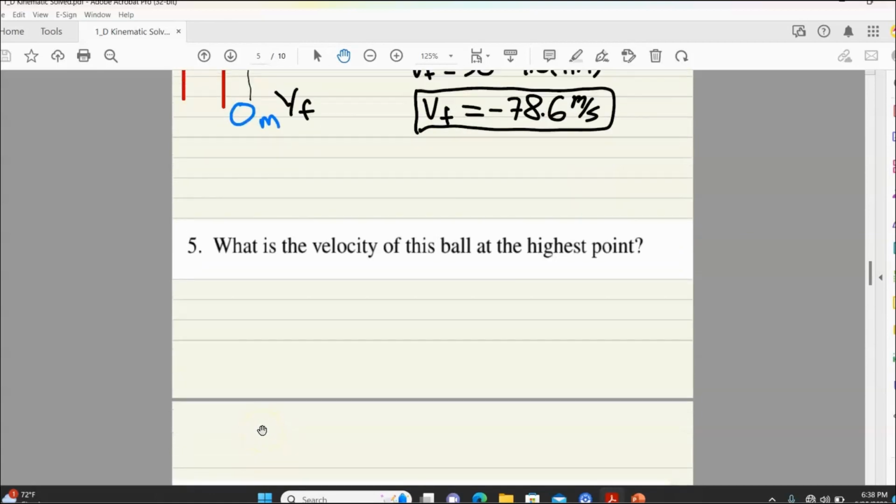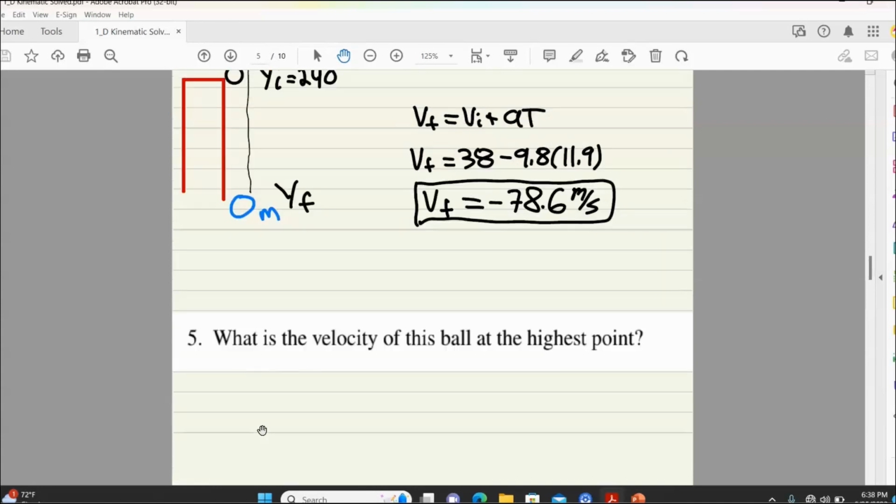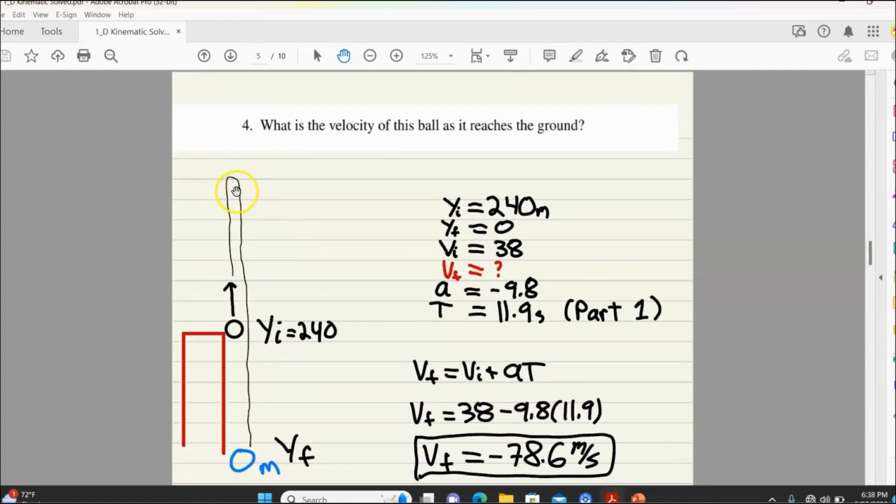What is the velocity of the ball at its highest point? I just want to really emphasize this point, that at the highest point, the velocity of the ball is 0. I already discussed that, but it's so important. And this is the velocity in the y direction. I really want to emphasize that.